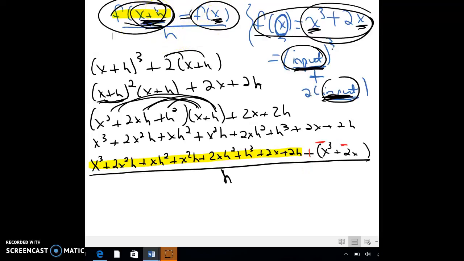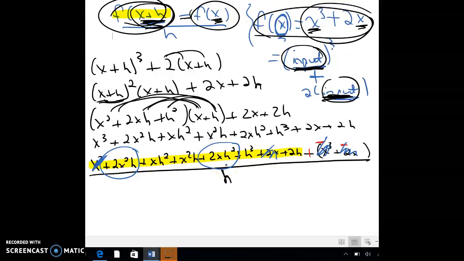The nice thing is that your original terms should go away here. I have x cubed and negative x cubed, and 2x and negative 2x, and that should always happen. So I have a bunch of things with h's in them. Now it looks like some of these are going to combine like terms, so I'm going to do that first. I have 2x squared h, 2x squared h, so that's what, or no, sorry, that's not what I'm looking for. Where is it at?